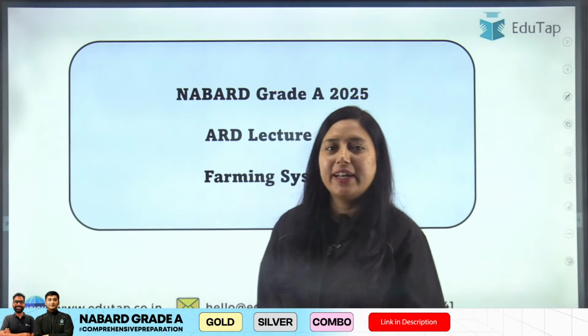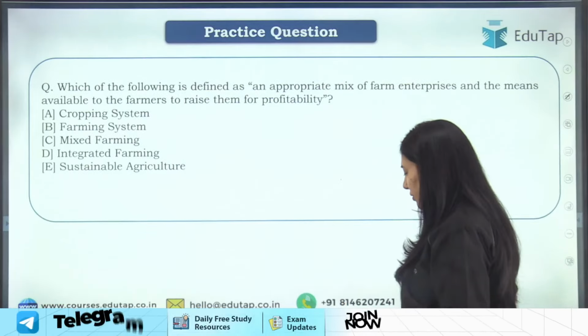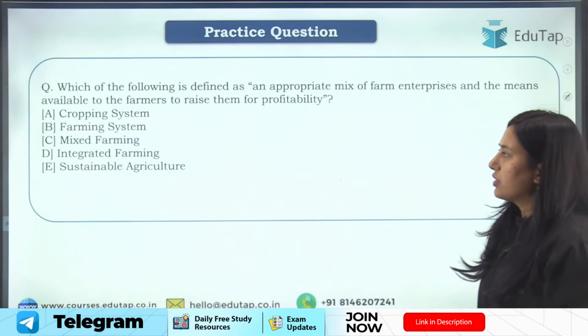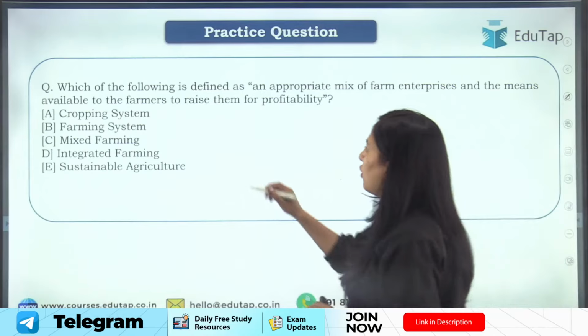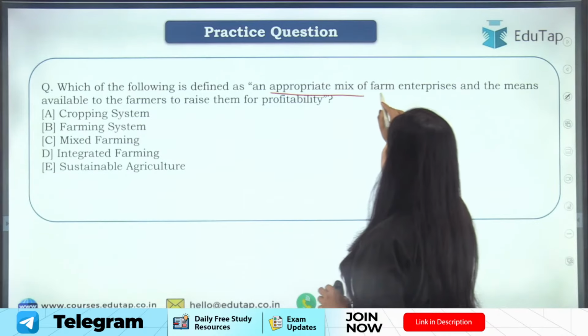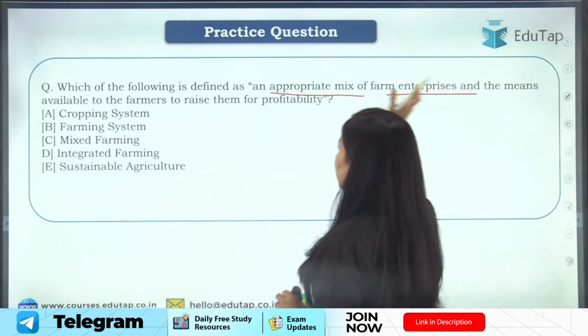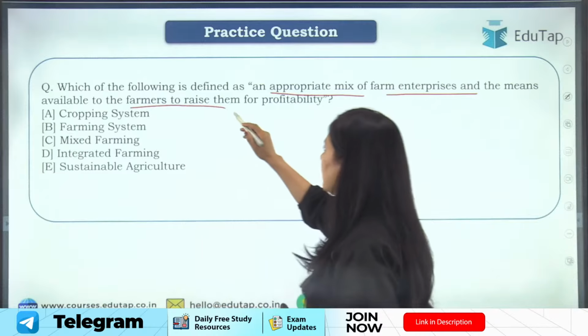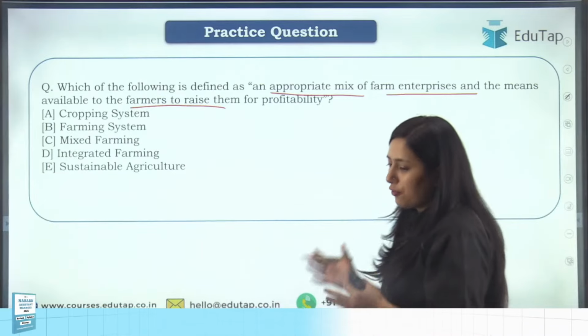So let's move ahead and see the question of the day. First question for you is, which of the following is defined as an appropriate mix of farm enterprises and the means available to the farmers to raise them for profitability?